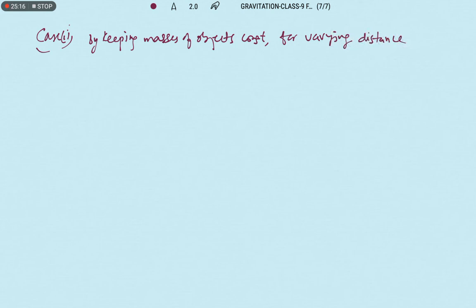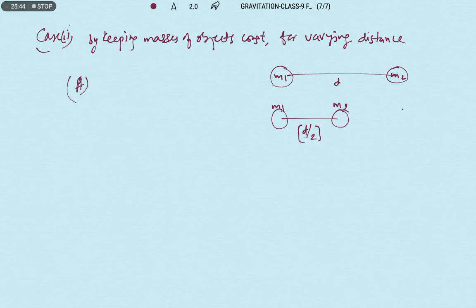Right, let us see. The initial distance between the bodies m1 and m2 is d. Now the distance between them decreases by half of its initial distance. There is no change in the masses, so m1 and m2 are fixed. What changes here is the distance. So the initial distance is d1, and in the next case the distance is d2 equals d by 2.